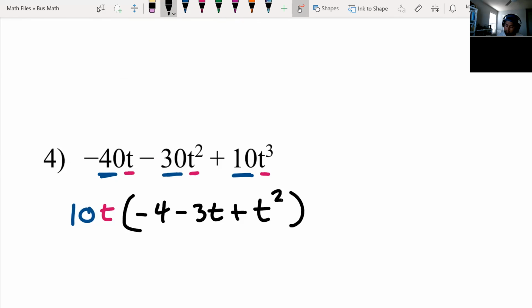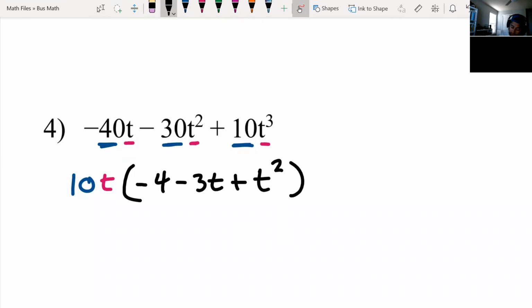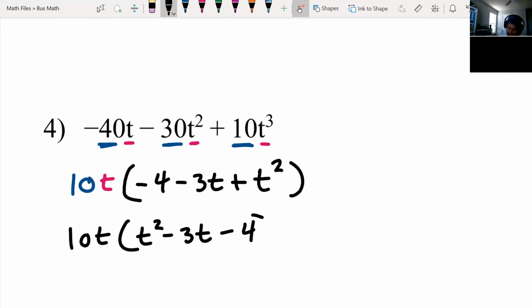Okay. Well, now we get the square that we want, which means that we want to factor the inside trinomial, but I'm going to have to rewrite it first. So now I'm going to rewrite this as 10t times, and I'm just going to rewrite the inside from highest power to lowest power. So you'll get t squared minus 3t minus 4. All I did was rearrange it from highest power to lowest power to constant. And if you're wondering what a constant is, because I've been saying it all day, a constant is just a number without a variable.